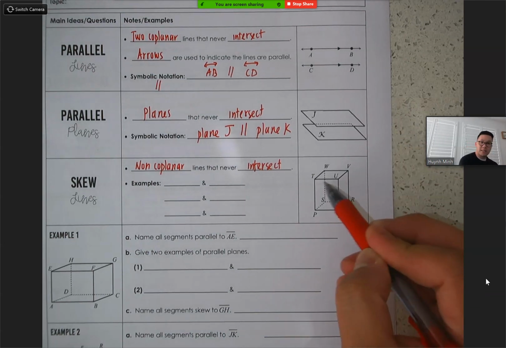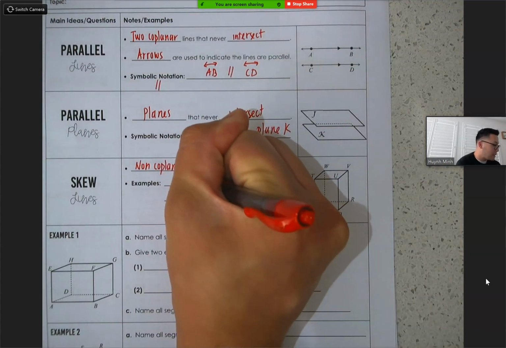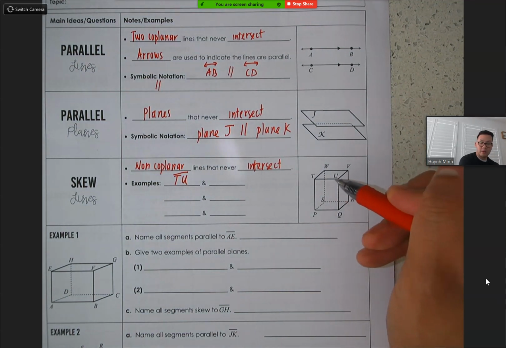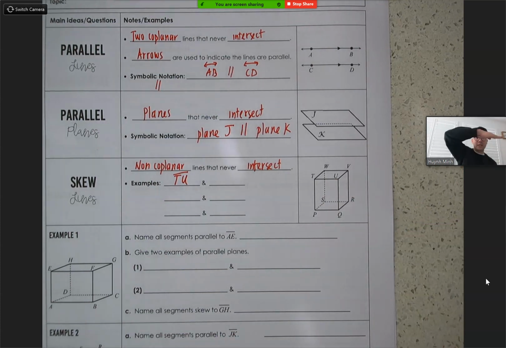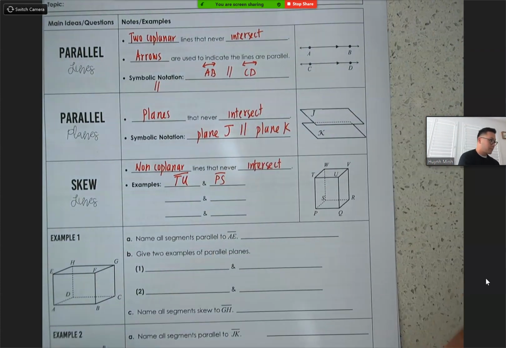Let's say I have TU. So this is TU, right? I'm going to find a segment that is skewed to TU. I could say TU is skewed to PS because while TU is going this way, PS is kind of going towards me, right? So PS and TU are skewed, right?